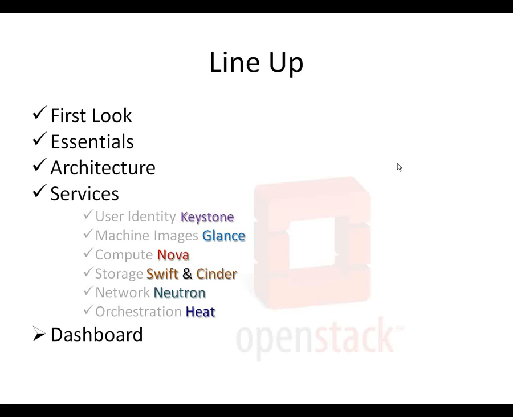So as we did with the services of OpenStack, we saw Keystone, Glance, Nova, Swift and Cinder, and then Neutron, Heat. There are many more components there, but at an initial level we are focusing only on the most common, most popular and most basic services of OpenStack.